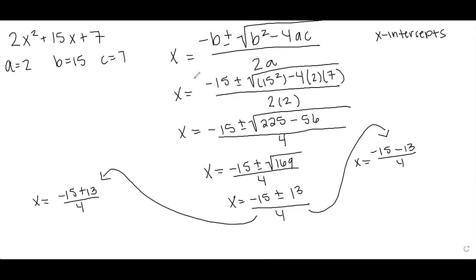Okay. So negative 15 plus 13 is negative 2. Negative 2 divided by 4 is negative 0.5 or negative 1/2. Negative 15 minus 13 is negative 28. And negative 28 divided by 4 is negative 7. So my two solutions are x equals negative 0.5 and x equals negative 7.